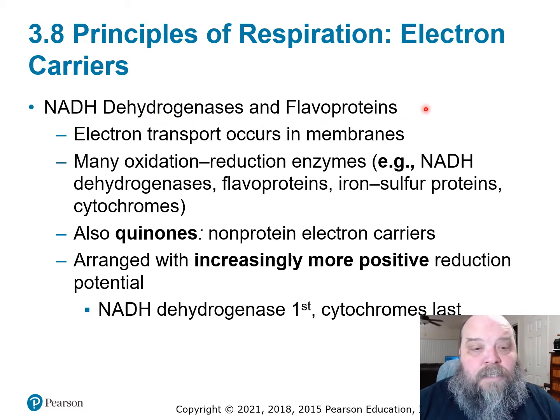NADH dehydrogenases and flavoproteins. These are going to be electron transport proteins in the membranes. They're going to utilize this idea of oxidation reduction, taking the excited electron and passing it along. In the process, bleeding off a little bit of that energy. You've heard, like cytochrome C and whatnot. That's one of them. There's going to be dehydrogenases, flavoproteins, iron sulfur proteins in these protein complexes.